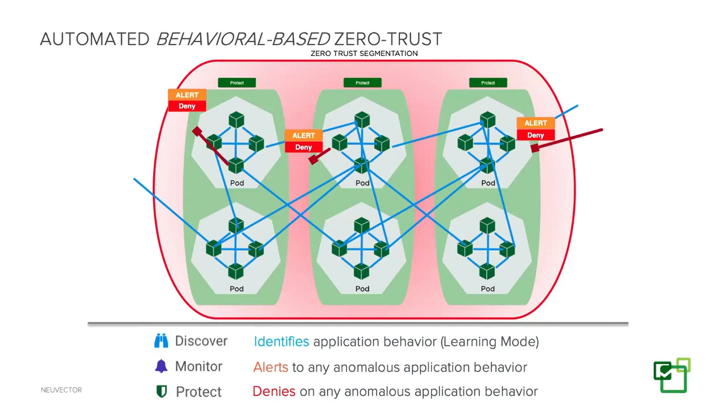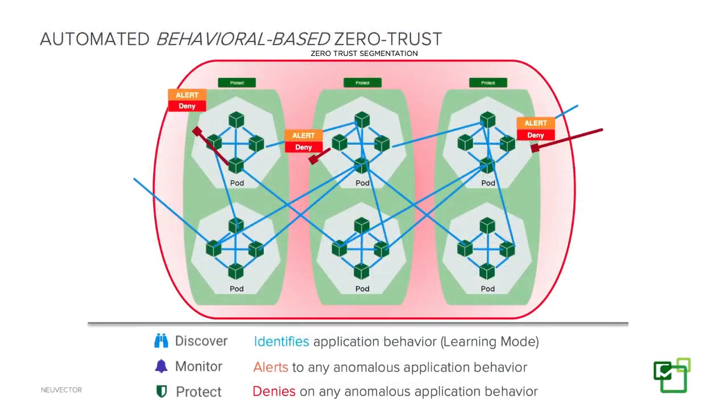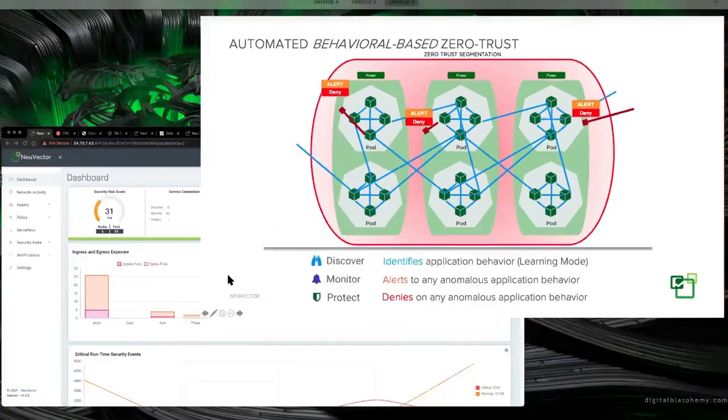We can also detect common threats, 23 network-based attacks that we can detect, like DDoS, ICMP attacks, ping floods, Struts, remote code execution, RCEs, various network-based attacks. We can see those in the network traffic. We can block them based on that signature. Even if we don't block it because we haven't seen it before, say it's a brand new kind of attack, a 0-day, it still has to have a network connection. It still has to run processes to execute. We will see those. We will block those. We may not know why, but we know that they aren't what your normal behavior is. So that's how that automated zero trust works.